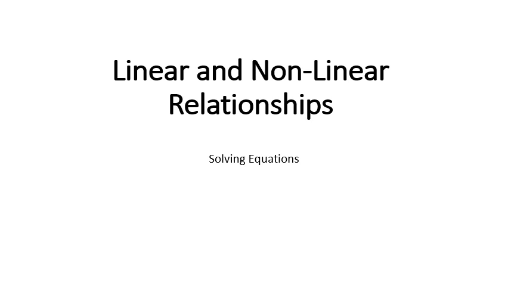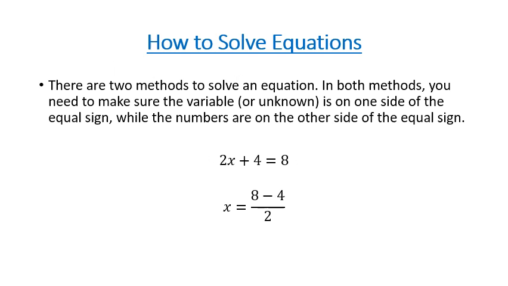This video tutorial looks at the mathematical strand of linear and non-linear relationships, and more specifically we're going to focus our understanding on solving equations. So the first thing you need to understand is, how do you solve an equation? There are two methods to solving an equation. In both methods you need to make sure that the variable, or the unknown, in this particular case x, is on one side of the equal sign, while the numbers are on the other side of the equal sign.